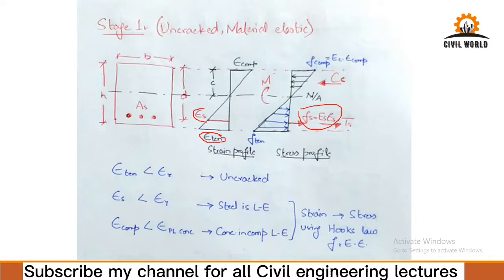You have some moment taken by this section. Your total compressive force is the compression stress in the concrete multiplied by the total area, and your tensile force is basically a summation of the tensile forces in tension concrete plus the tensile forces in steel.